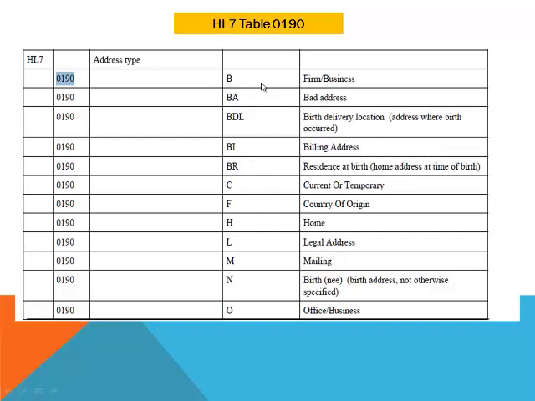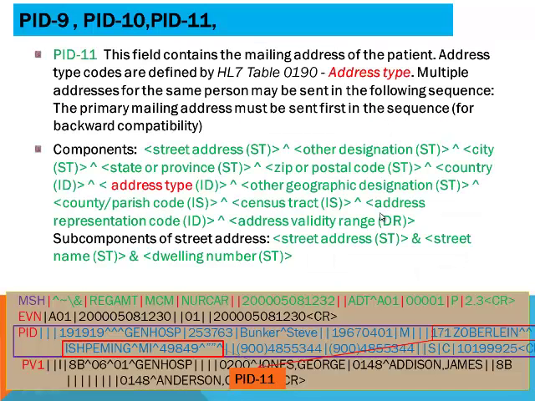Different things have different meanings. For example, if you put B there, that means business address. If you put H there, that means home address. If you put C there, that's current or temporary address. If you put F there, that means country of origin. So different characters mean different address types. Based on this address type, we will know what kind of address this is. This just shows the PID 11 field.